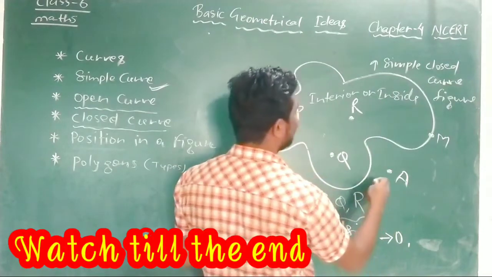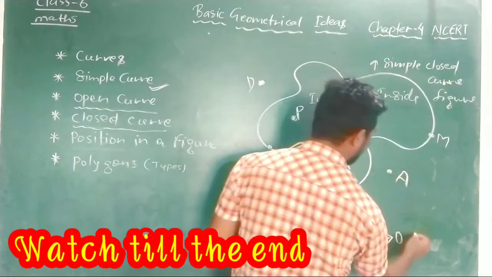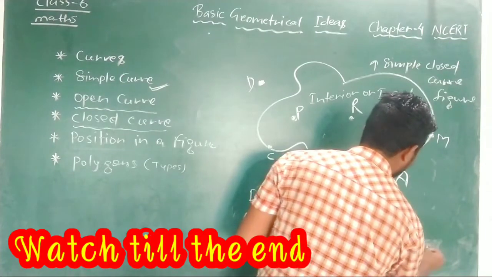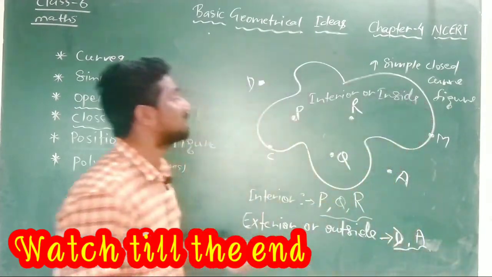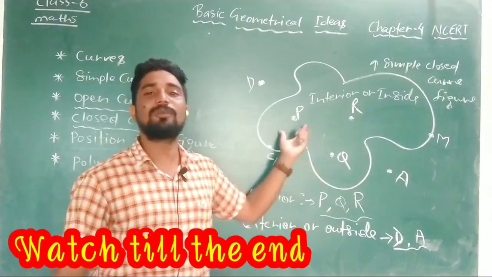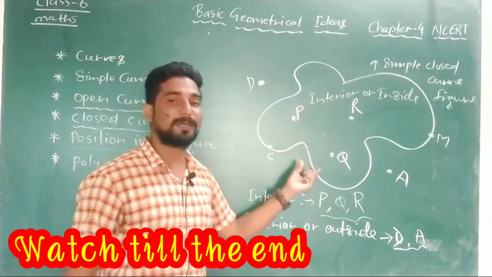One more point I placed. You can see this A is out of the picture. So this D and this A, these are the 2 points which are called exterior points for this picture. It is not always fixed. This is for this picture only.